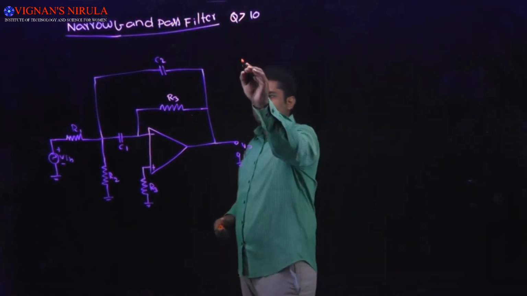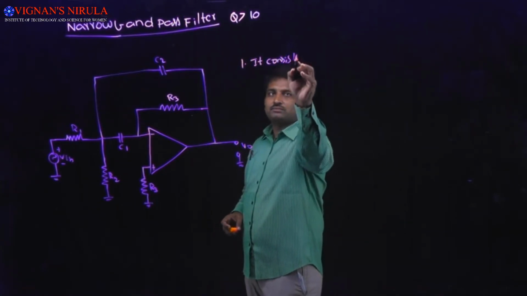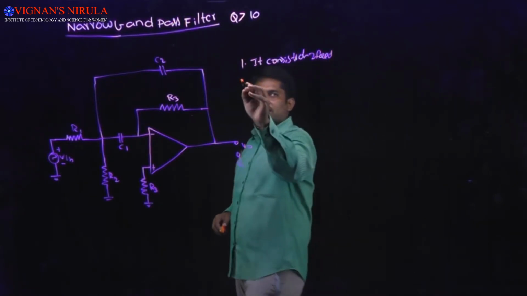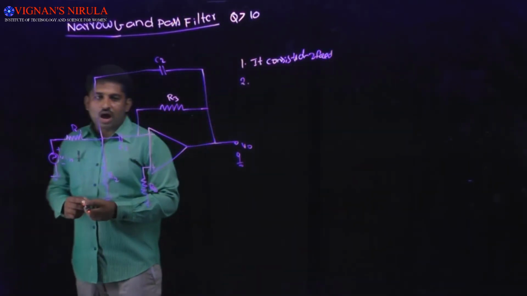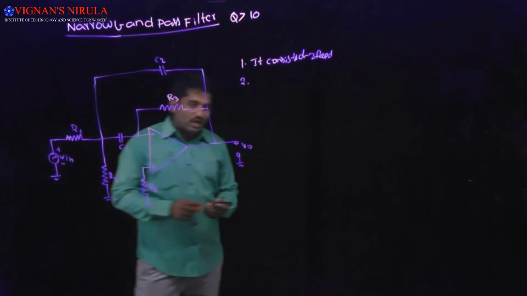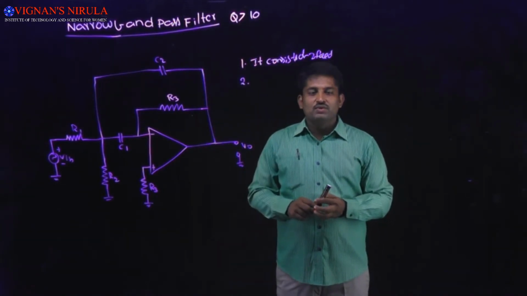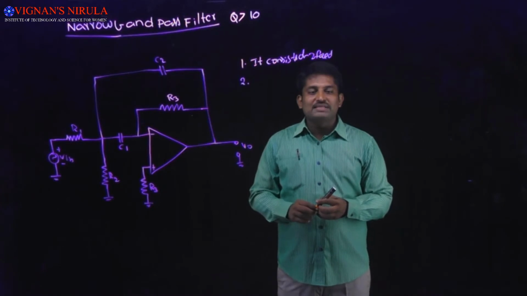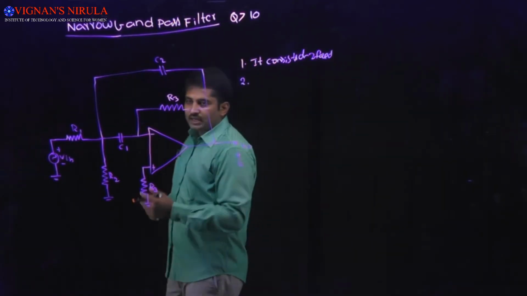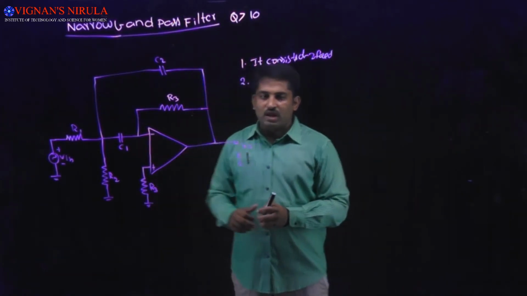first one is it consists of 2 feedback paths. And the second one is the op-amp is used in the inverting configuration. Because of the 2 feedbacks present in the narrow band pass filter, we are also calling it a multi-feedback filter. And coming to the circuit diagram, here the input is applied at the inverting input terminal of an op-amp.